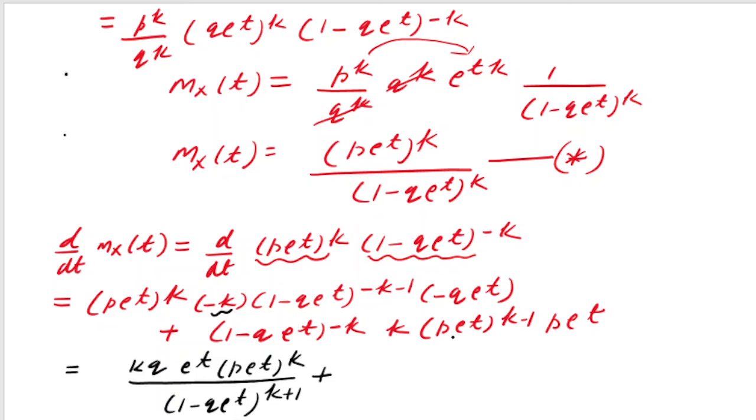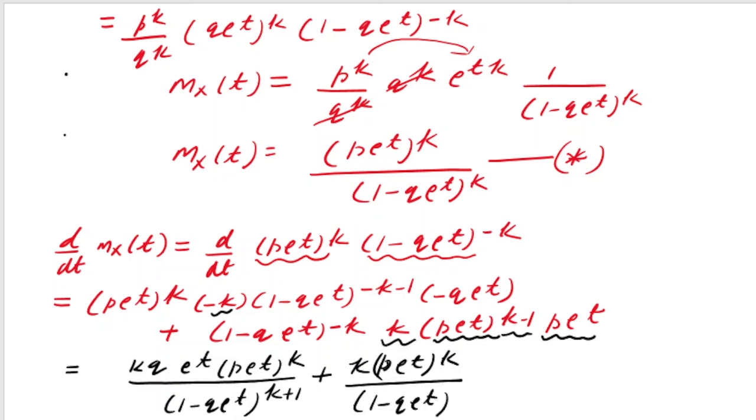What is the second term? The second term is k, so I write k here, and then we have p, so I write p here e to the power t, and one more thing I can do. So you have (p e to the power t) to the power k minus 1 and p e to the power t. If I combine it, it will become whole to the power k, right? And divided by (1 minus q e to the power t) to the power k.